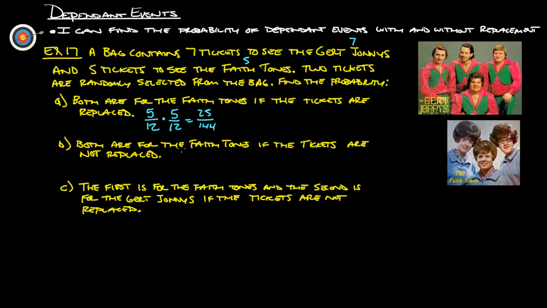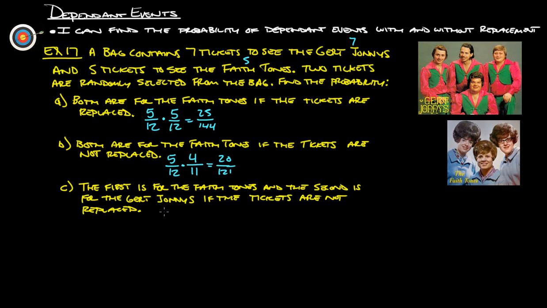Okay. Both are for the Faith Tones if tickets are not replaced. So again, first one's still going to be 5 out of 12, but now you have one of those tickets out. So now there's only 4 left for the Faith Tones, and there's only 11 total tickets left. So now that turns into 20 out of 121.